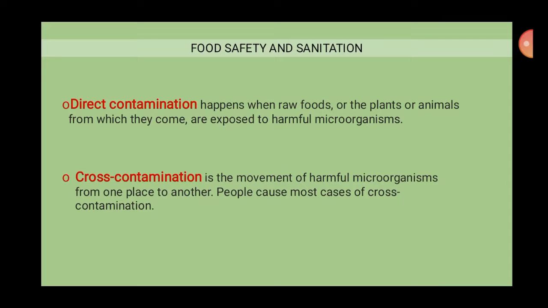So for example, handling foods after using the toilet without first properly washing hands. Or when you come from the CR, then you handle food or equipment, and you did not wash your hands. It's called cross-contamination. The second example is touching raw meat and then preparing vegetables without washing your hands. If you handled meat, then handled vegetables, and you did not wash your hands. It's called cross-contamination.